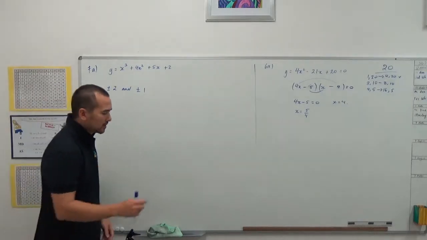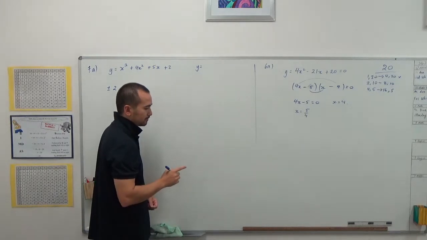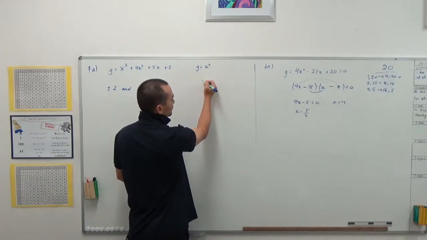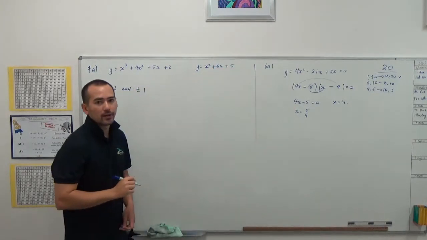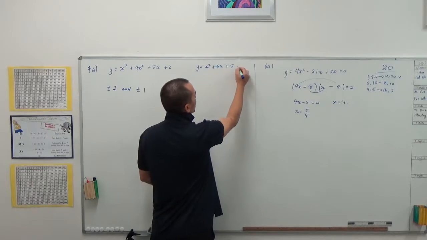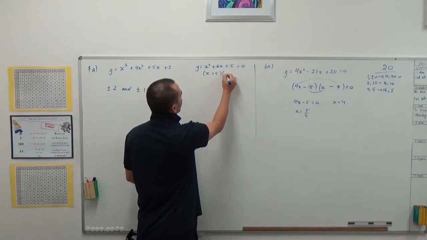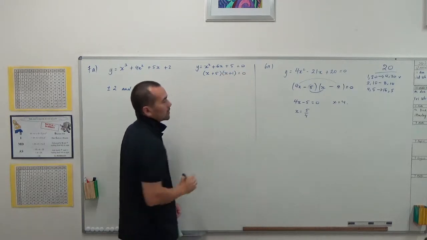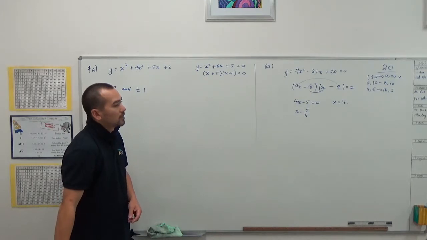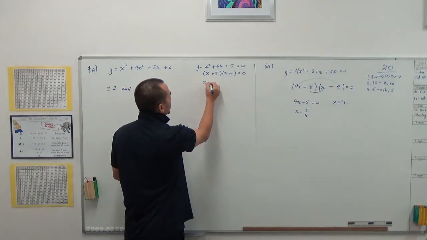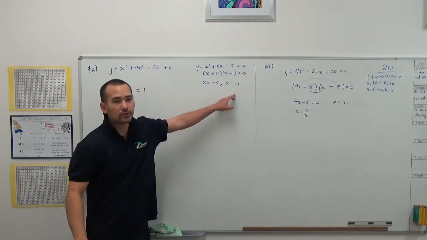Let's say I've got a quadratic, and the quadratic is x squared plus 6x plus 5. If we want to know what the roots are, make that equal to 0. When we factorize this, we get (x plus 5)(x plus 1) equals 0, and so here the roots are x equals negative 5 and x equals negative 1. Those are my roots, true?